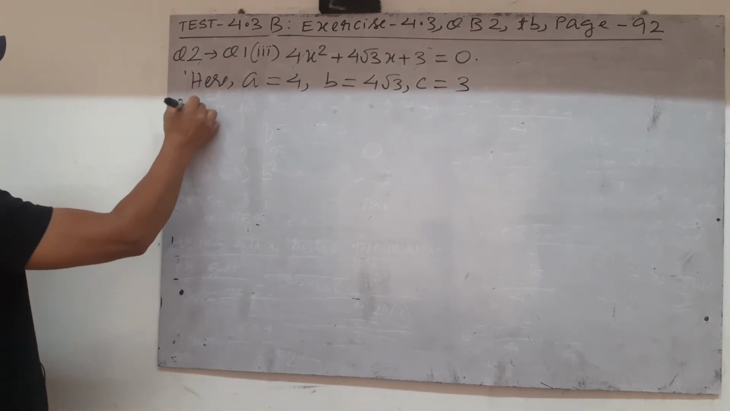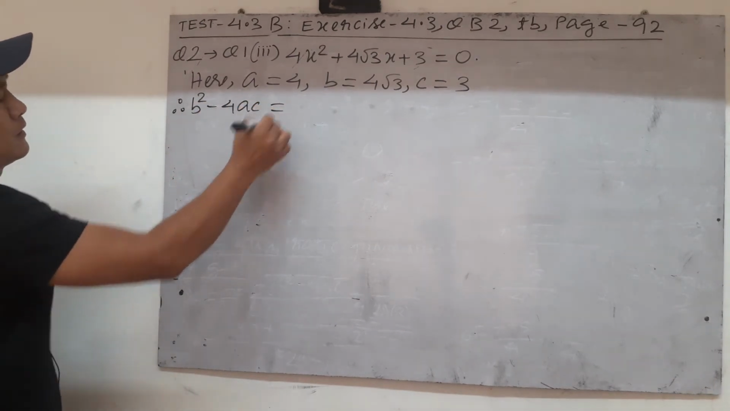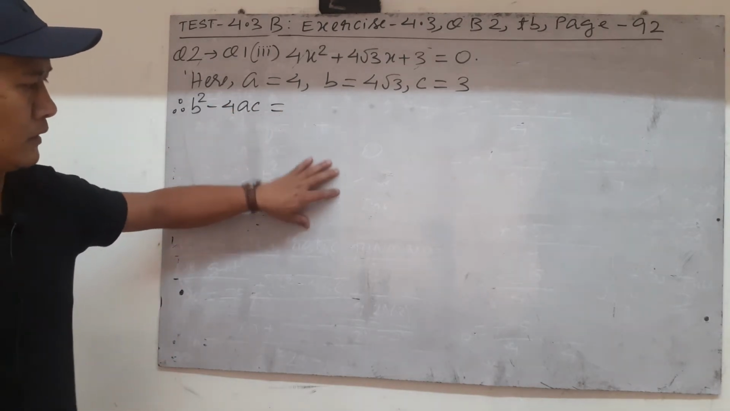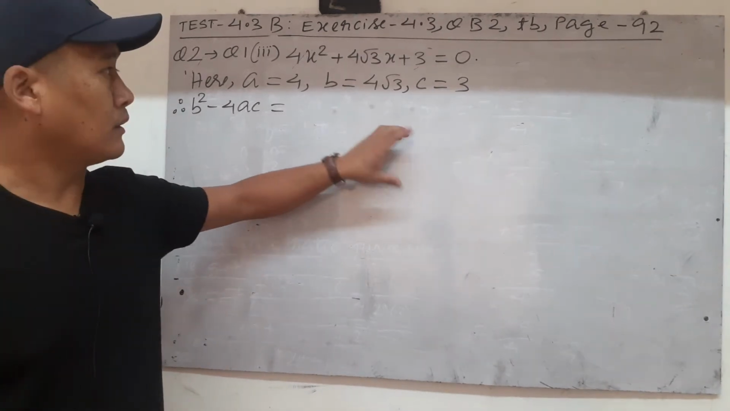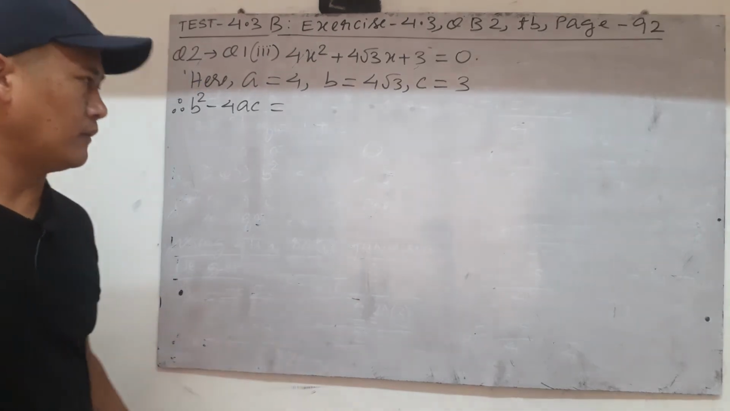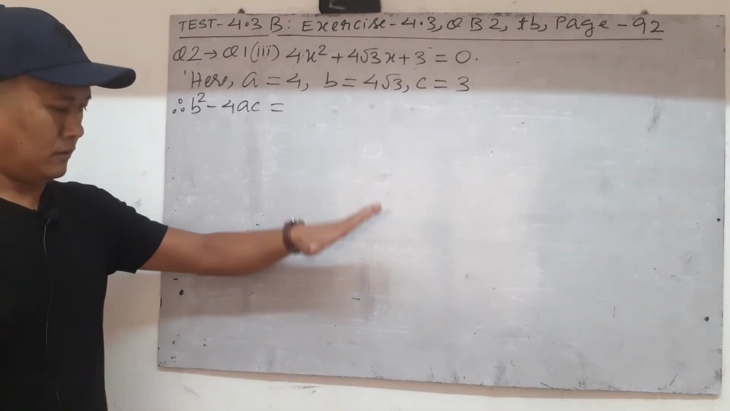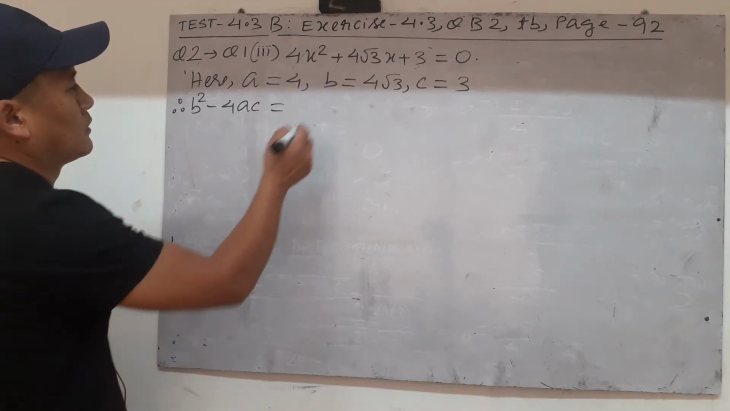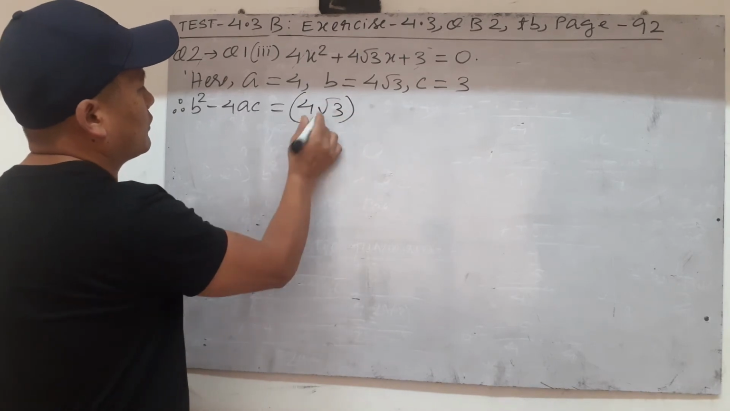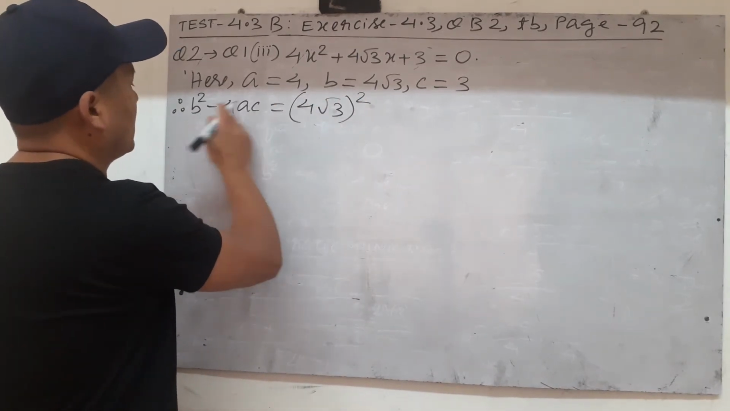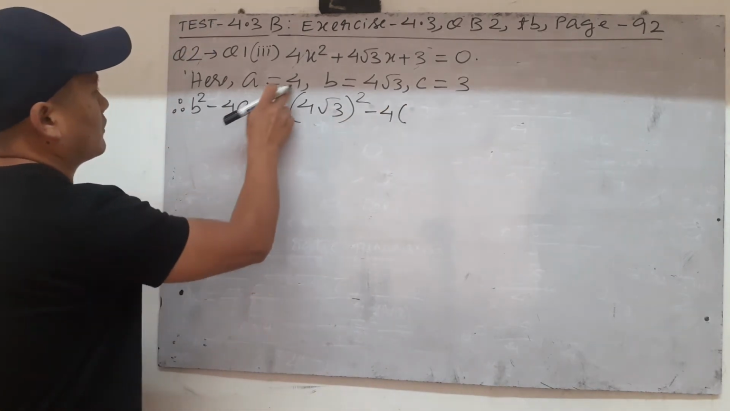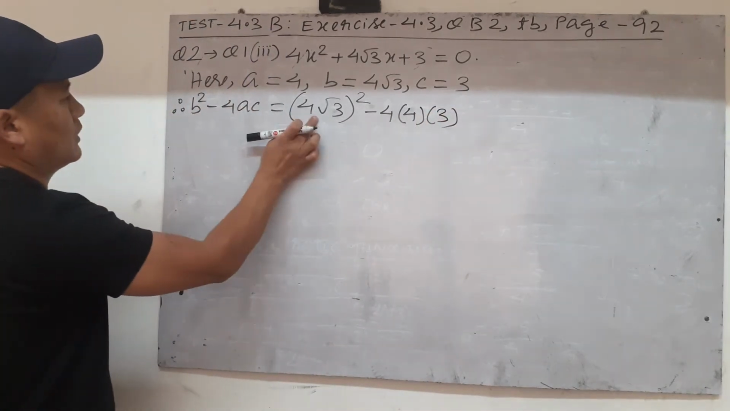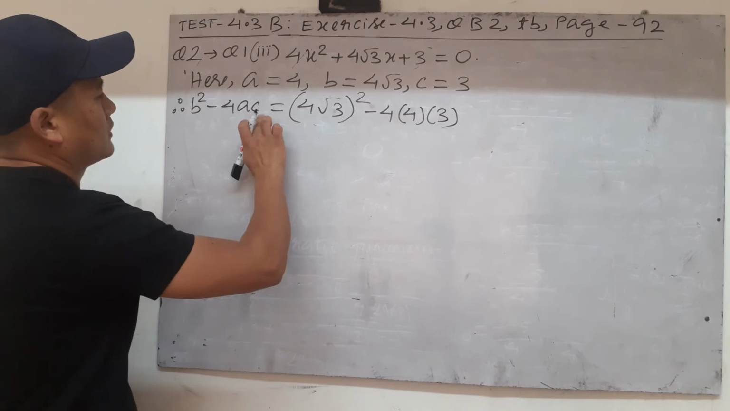So we need to find out b squared minus 4ac. The reason is, as I said, if this b squared minus 4ac value after calculating is greater than 0 or equal to 0 only, then the roots exist. Then we can solve. But if it is a negative number less than 0, then we will say the roots do not exist. So we cannot solve because there's no roots. So b is here 4 root 3. We need to put bracket because there are two factors here. b squared minus 4 into a, so a is here 4, into c, so c is here 3. b squared minus 4ac.